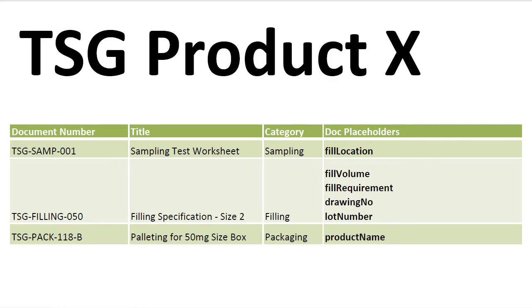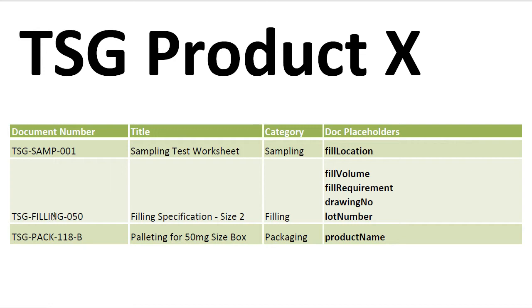In this demo, I'm going to create a new batch record master template and add individual documents that make up its individual parts. For our example, I'm creating a master batch record for the production of a batch of TSG product X. When I create a batch of TSG product X, I'm required to include 3 separate documents for different parts of the manufacturing process, including sampling, filling, and packaging.